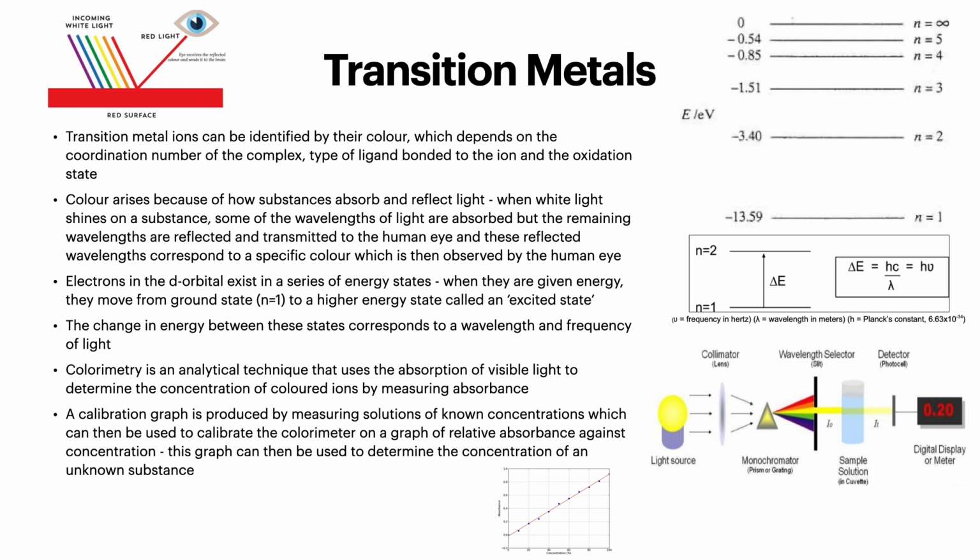And then from that, the calibration graph is produced by measuring solutions of known concentration, which can then be used to calibrate the colorimeter on a graph of relative absorbance against concentration. This graph can then be used to determine the concentration of an unknown substance.